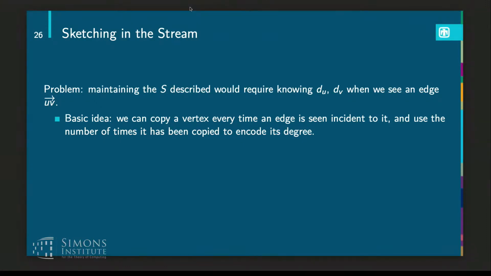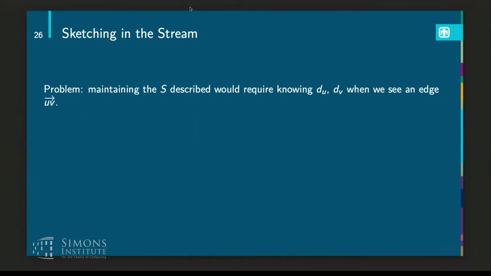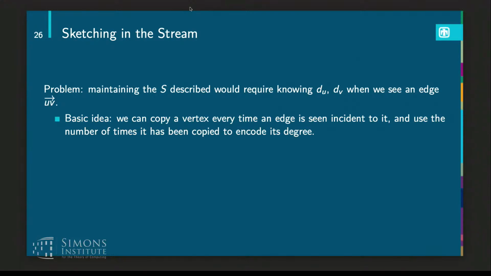So instead, I want to describe at a very high level how you can get around this problem. And for the remainder of this slide, just assume that instead of trying to maintain biases, I'm just trying to maintain the degrees of vertices. So the idea is that you want to maintain each vertex in multiplicity equal to its degree. So what you're going to do is add a copy of each vertex to the set S every time you see an edge incident to it, and you're going to use the number of times that you've done this to encode its degree.